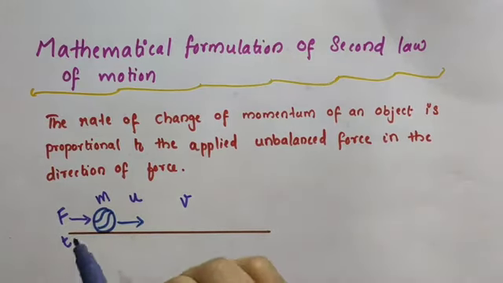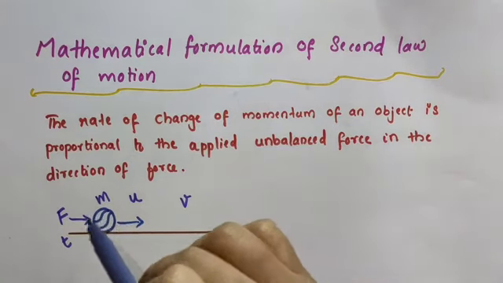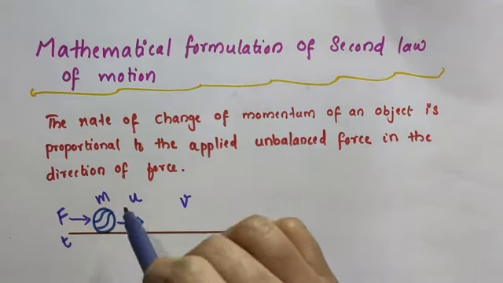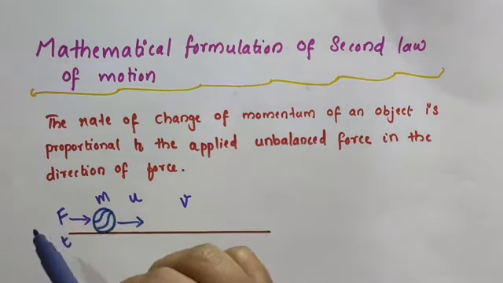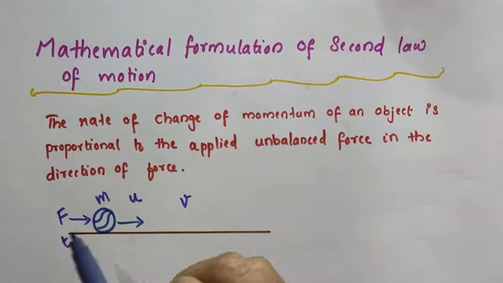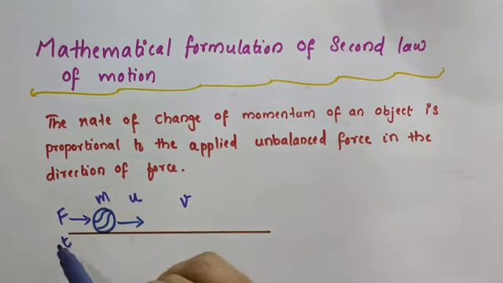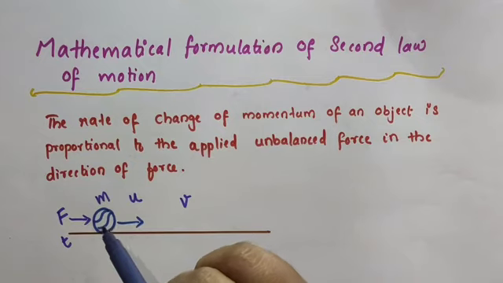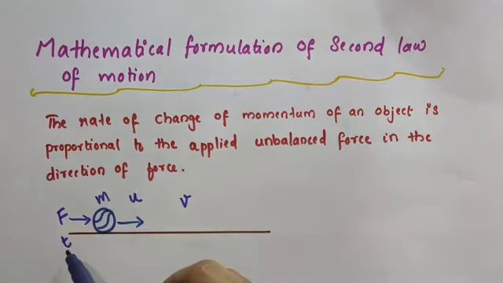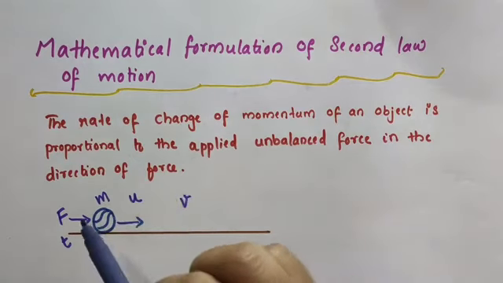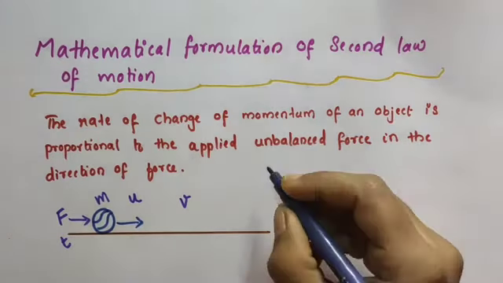Here we have considered one object of mass m moving along a straight line. Its initial velocity is u, that is, initially it was moving with the velocity u. But when we apply some external force F on this object, obviously its velocity changes to another value v. This force is applied throughout the time t. So there is a change in velocity from u to v, which means there is an acceleration.